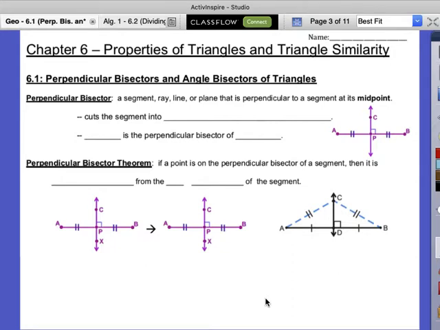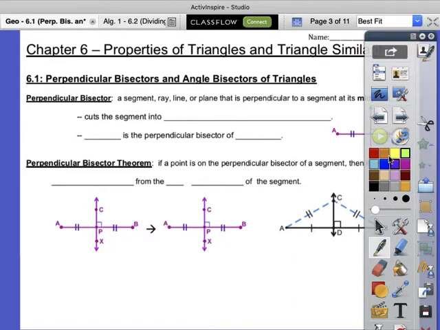What we're going to be doing today, guys, is we're going to use perpendicular bisectors and angle bisectors to find measures, okay? First things first, unrealistic, okay? But second thing second, let's write our name on here.